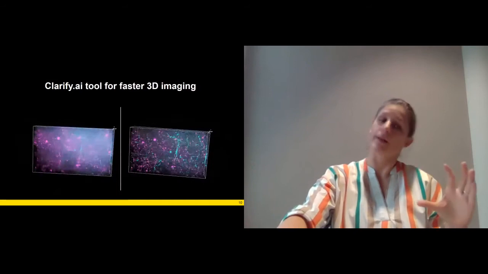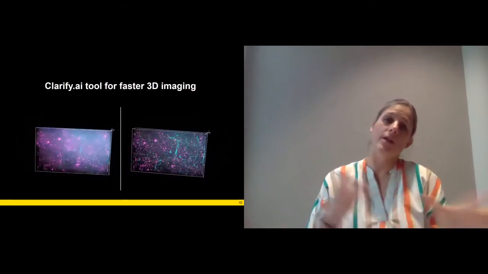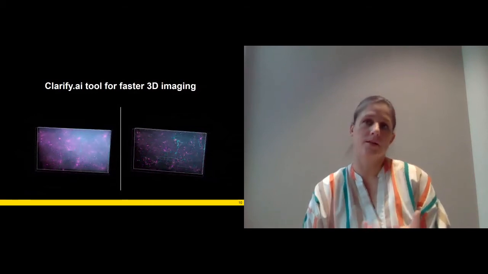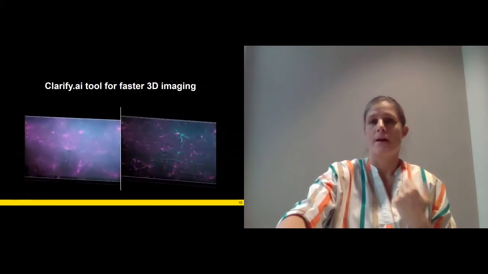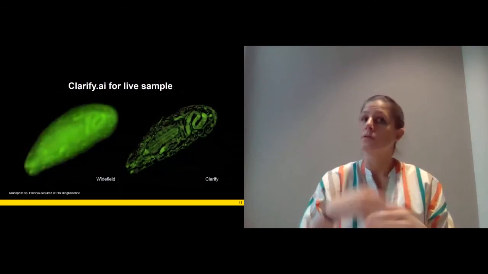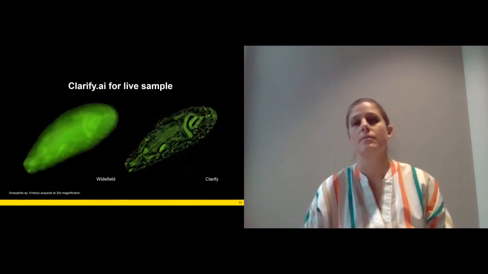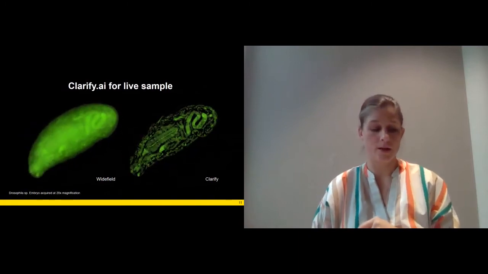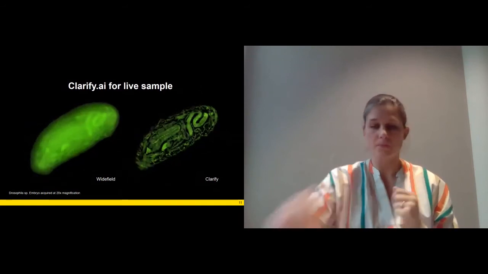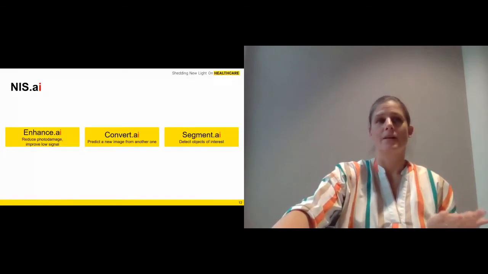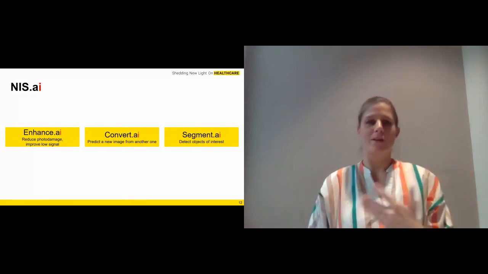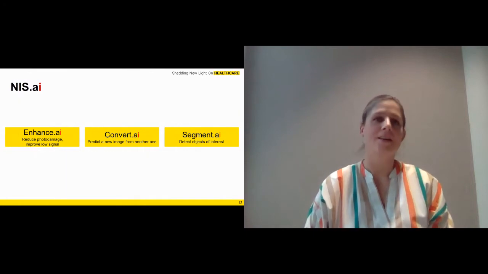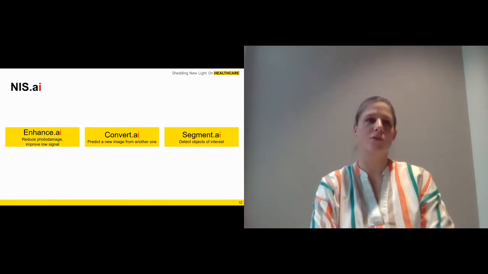Or if your Z-stacking is actually not very fine because you actually don't need it, you can still restore the contrast with Clarify.ai and thus see your image. And of course, it as well works on live samples, so especially if you have to image fast. This is a very good advantage over classical deconvolution algorithms. So with these results, you might say, okay, why do you not give us always directly trained networks? And this I will explain a little bit in more detail.